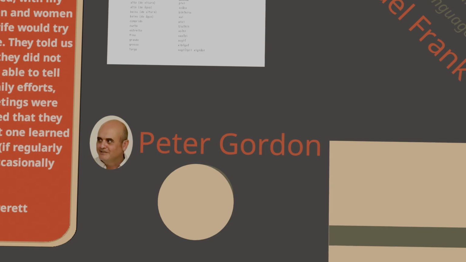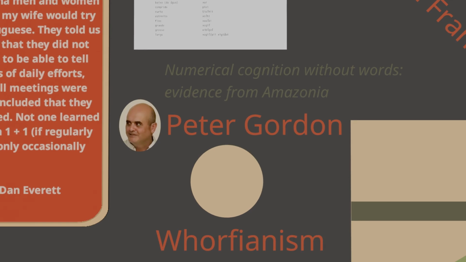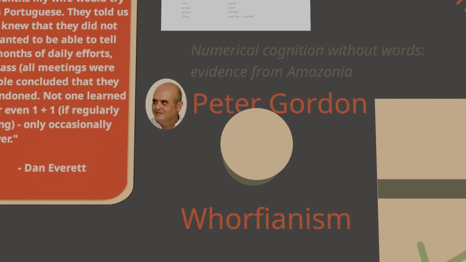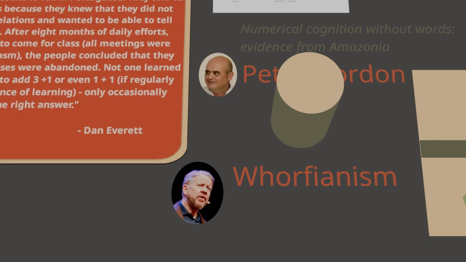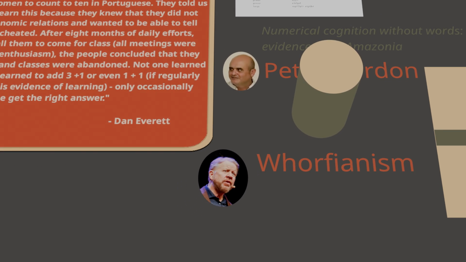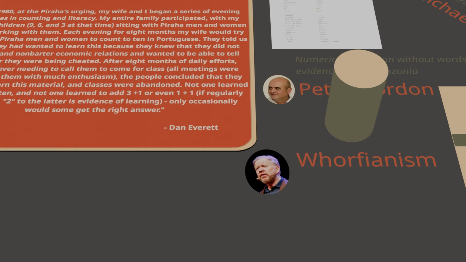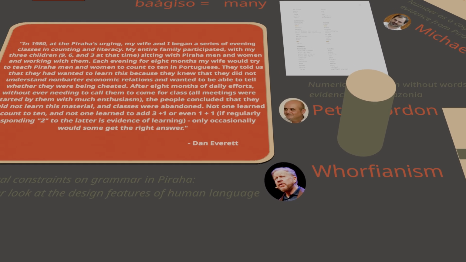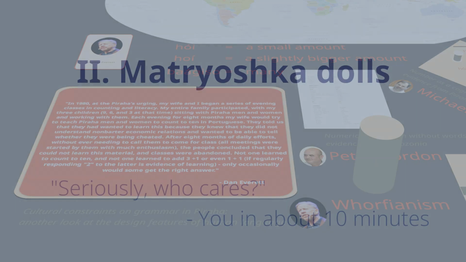Gordon published the results of his initial experiments in the journal Science in 2004. In his article, he argued that this was an example of Whorfianism, the idea that language affects cognition and how we see the world. Everett disagreed. He didn't think this was the right way of looking at it. Instead of language affecting cognition, he thought it was culture affecting language. He wrote his response to Gordon in 2005 in an article published in the journal Current Anthropology.